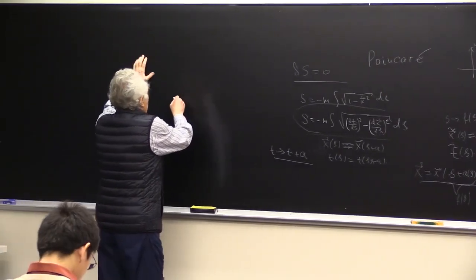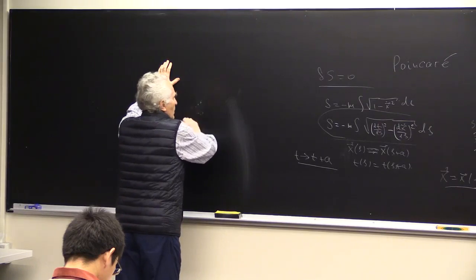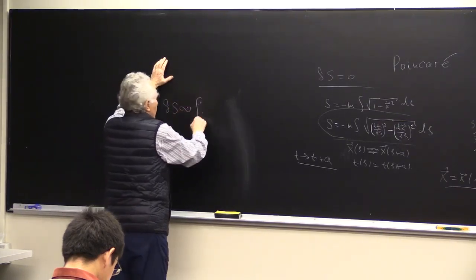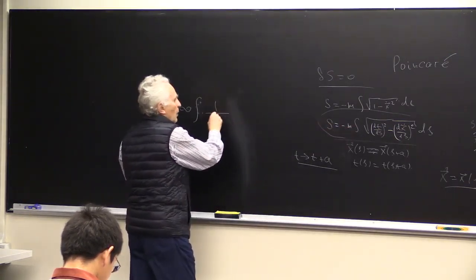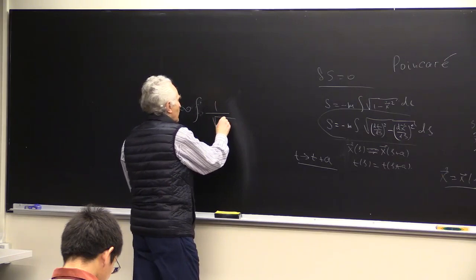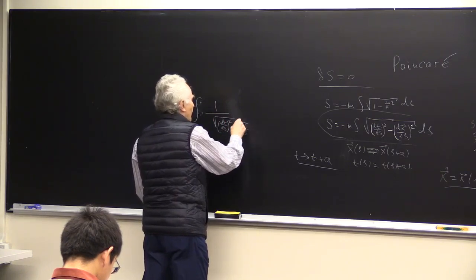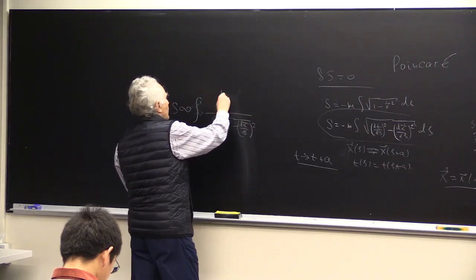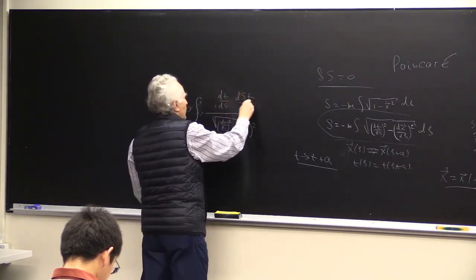It's actually quite simple, dt ds square. So the variation of the action will be proportional to, we have to vary this thing. We have 1 divided by the square root of dt ds square minus dx ds square. And here on the top we have dt ds, d delta t ds.